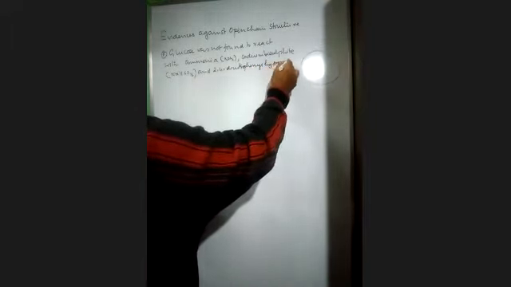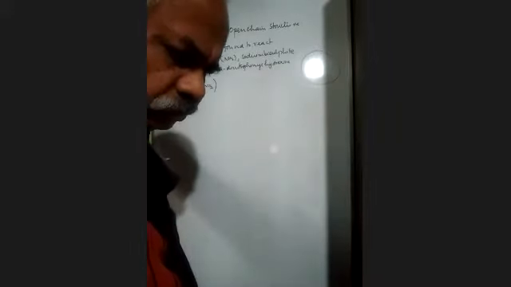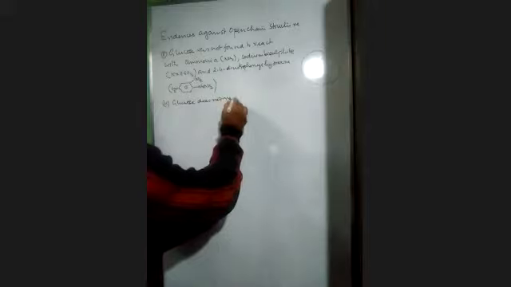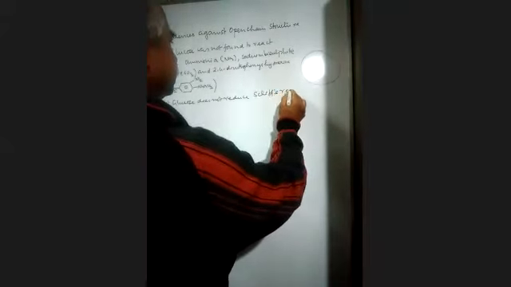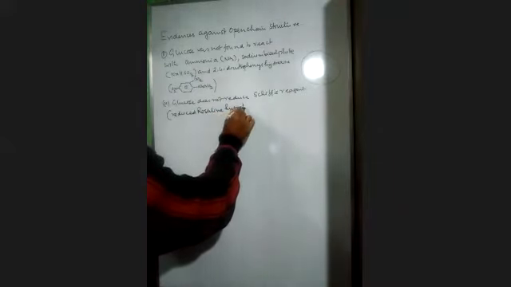2,4-dinitrophenylhydrazine. How does it react? I think you have already forgotten. This is the reagent which we used to find out carbonyl group. Glucose does not reduce Schiff's reagent. What is Schiff's reagent? I'm repeatedly telling you, but I don't know whether you know or not. Reduced rosaniline hydrochloride.